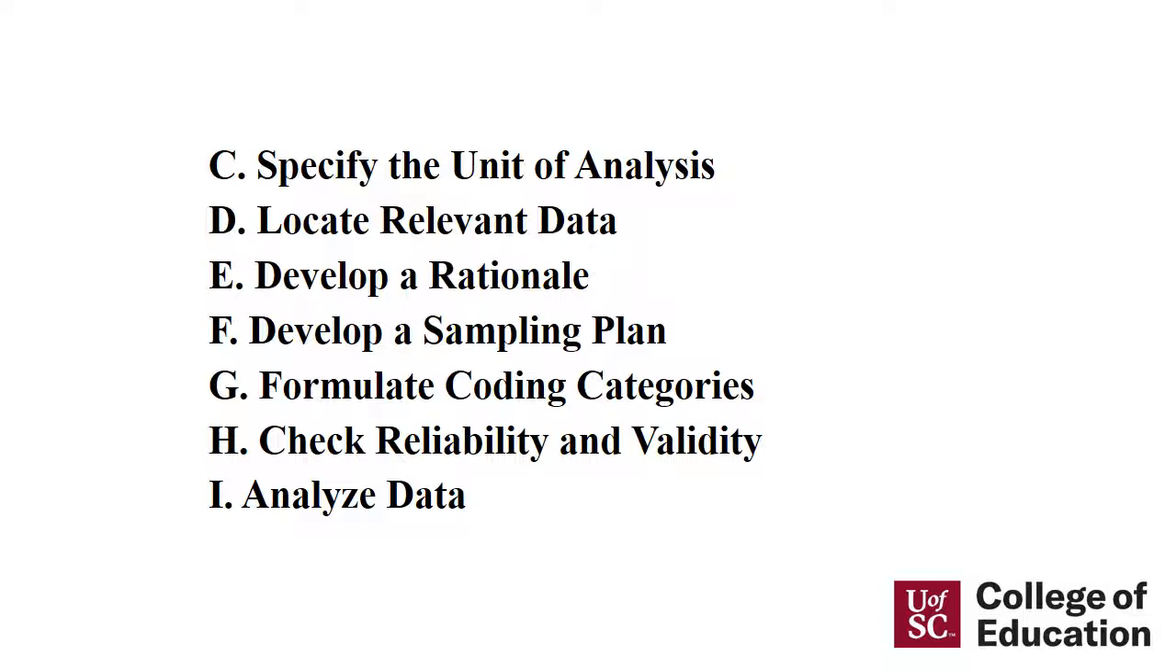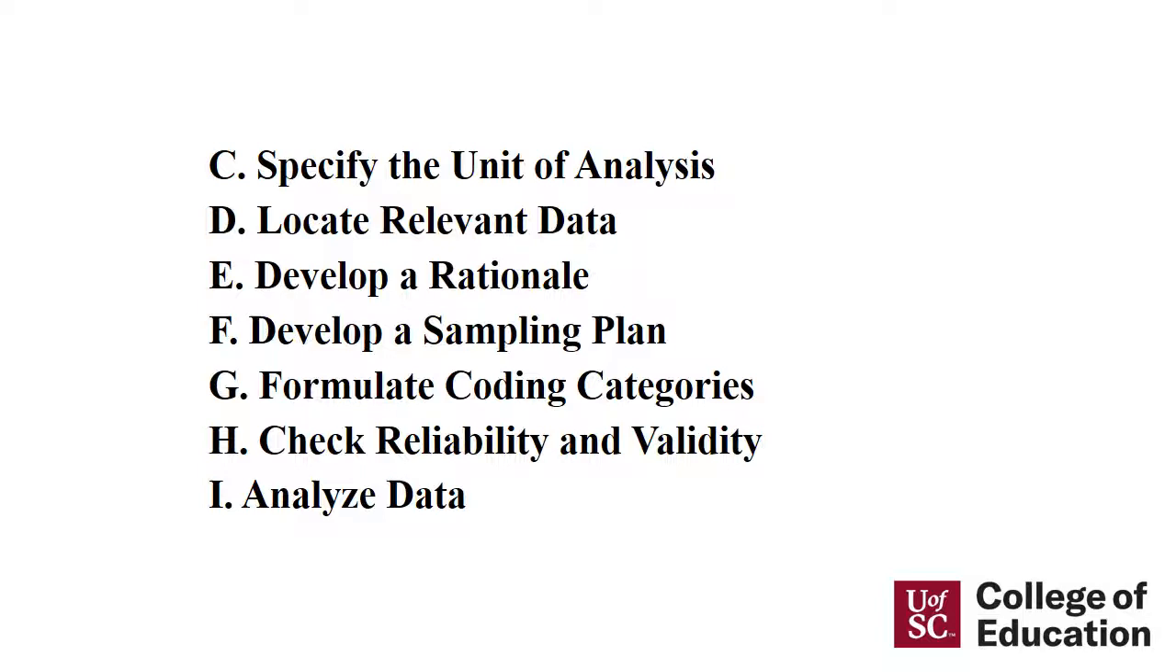D. Locate relevant data. Once the researcher is clear about the objectives and units of analysis, he or she must locate the data, e.g., textbooks, magazines, songs, course outlines, lesson plans, that will be analyzed and that are relevant to the objectives. E. Develop a rationale. The researcher needs a conceptual link to explain how the data are related to the objectives. F. Develop a sampling plan. All of the sampling methods used in other kinds of educational research can be applied to content analysis. Purposive sampling, however, is the most commonly used.